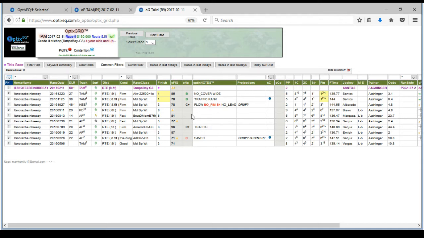Comes to Keeneland, flow, no finish, no lead, drop. So that's not a positive. Kind of had everything its own way, no lead, drop. Maybe this horse was just kind of over his head.